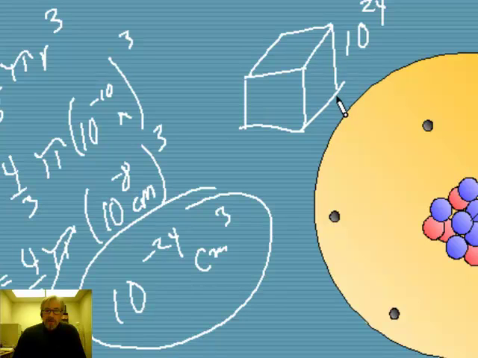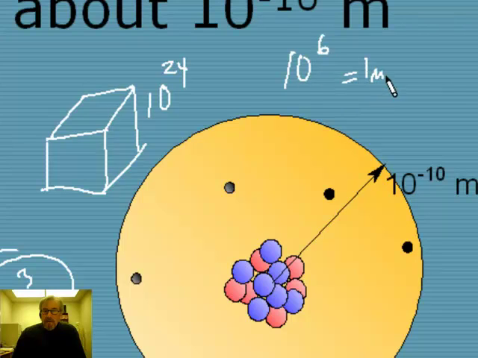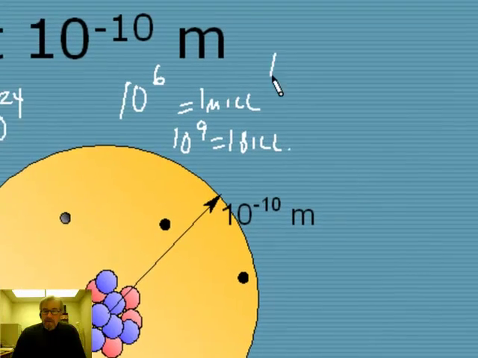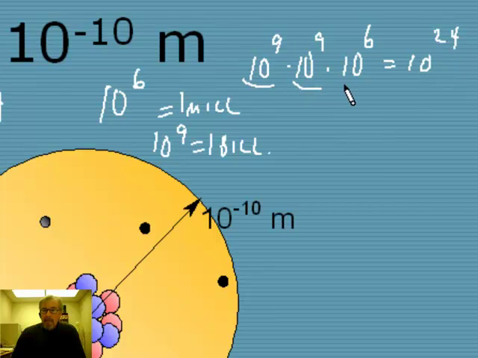How big is that number? Well, 10 to the 6th is a million. 10 to the 9th is a billion. 10 to the 24th is 10 to the 9 times 10 to the 9 times 10 to the 6, because 9 and 9 is 18, 18 and 6 is 24. So that's how many atoms are in there. A billion billion million atoms.